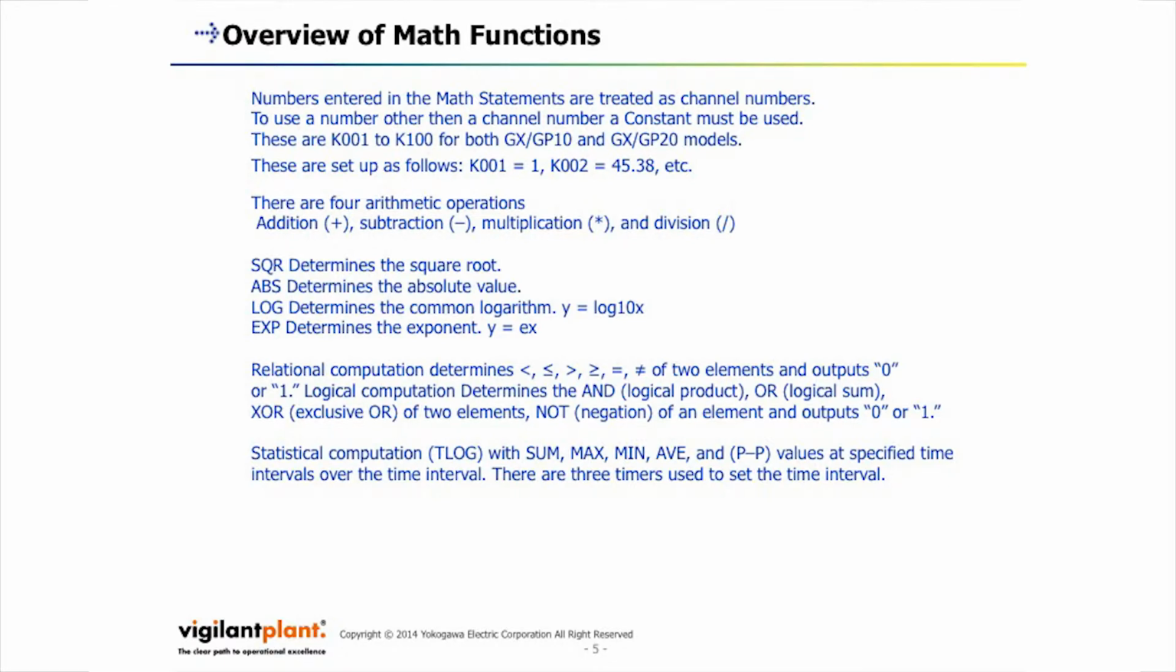Overview of math functions. Won't bore you too much with details here, but basically you must remember that anything that you put in a math statement, if you put a number in a math statement, it's going to be treated as a channel number, not a constant. So if you put 2 in there, it's going to appear to be channel number 2, not the number 2. As a result, we have constants that are available, K01 through K100, so 100 of them, that you can program for different numbers. Example would be K01 equals 1, K02 equals 45.38, etc.